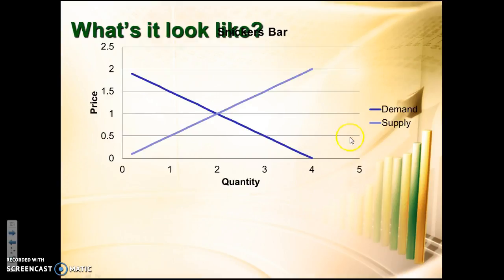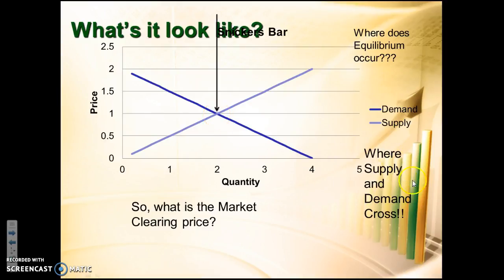All right, so let's look at the first one right here. Where is equilibrium at? It's right here, right where the arrow's at. The next thing is where do supply and demand cross? So what is our market clearing price? Well, in this case, our market clearing price is $1. Our equilibrium quantity right here, well, it's at 2.